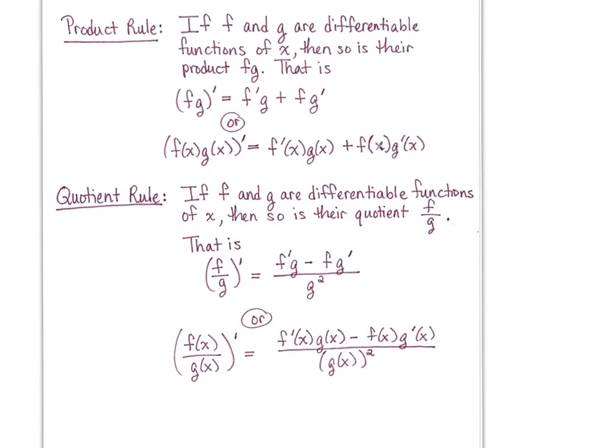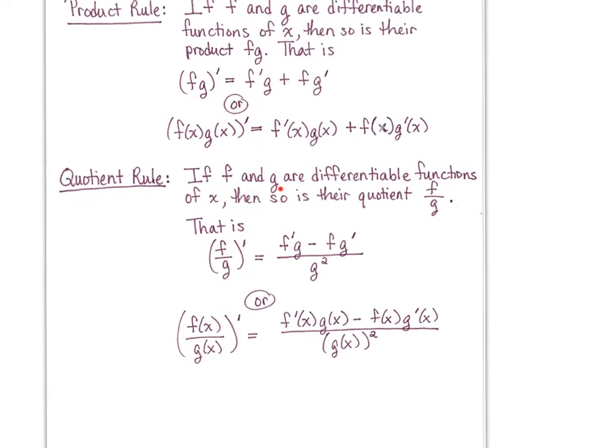The quotient rule. It gives you a way of taking the derivative of a quotient. So suppose f and g are differentiable functions of x, then so is their quotient, f over g. That is, (f over g) prime is equal to f prime times g minus f times g prime, over g squared. Or, with f of x and g of x, (f of x over g of x) prime is equal to f prime of x times g of x minus f of x times g prime of x, all over g of x quantity squared.